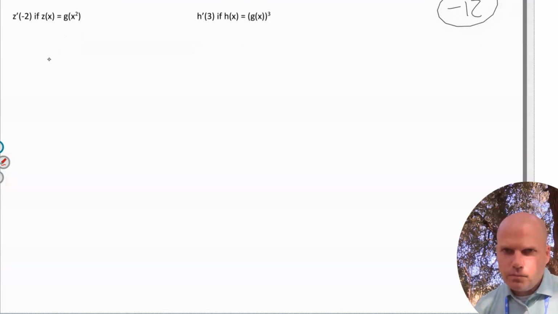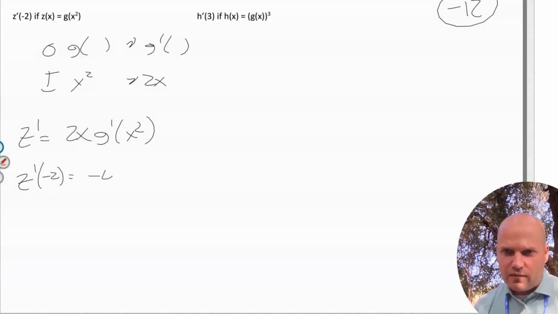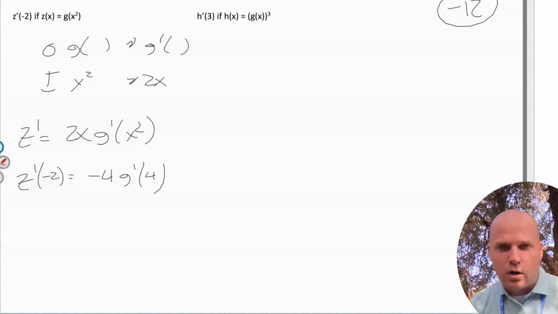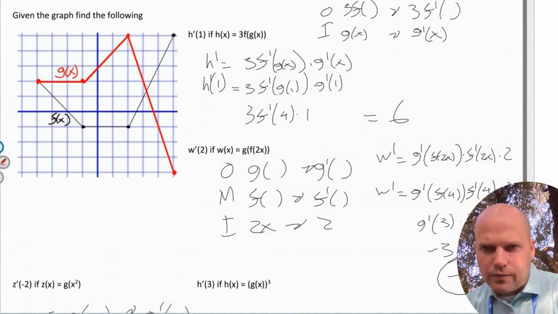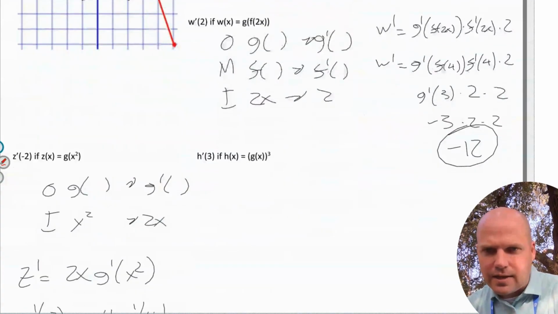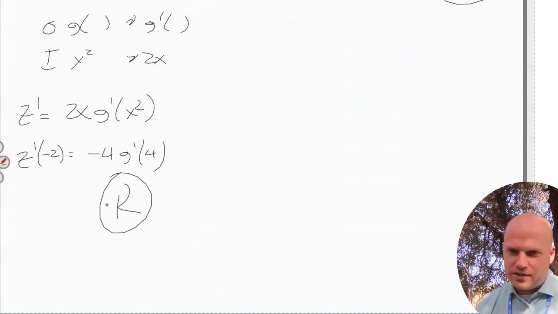Last two. My cursor's so slow right now. G parentheses x squared. Slopes of G, slopes of x squared, 2x. Z's slopes are going to be 2x times G's slopes of, what starts in the parentheses stays in the parentheses. Z's slope at negative 2 is going to be negative 4 times G's slopes at 4. 1, 2, 3, 4 is that line that has a slope of negative 3. So negative 4 times negative 3, positive 12. Oh, gosh, what is that? R?